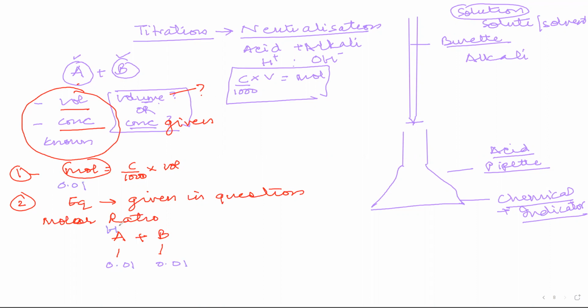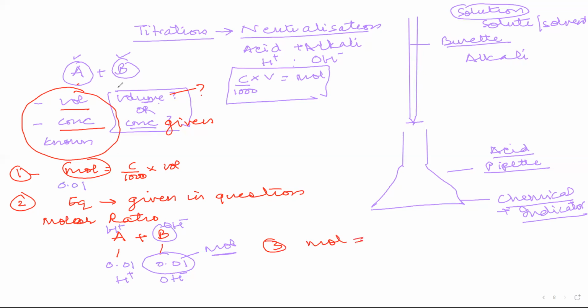If H is the acid, A is the acid and B is the alkali, then 0.01 H positive ions will be cancelling the 0.01 OH negative ions, right? So we know that, on the basis of the ratio, we know the number of moles of B which are reacting with A. Now, when we know the number of moles of B, we have found it through the equation of the molar concentration. Now the step 3 will be, we know the moles, right?